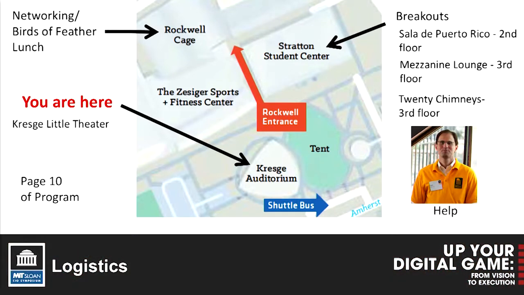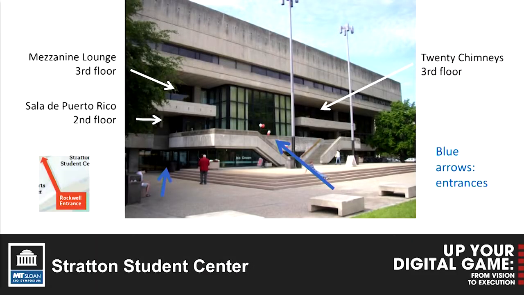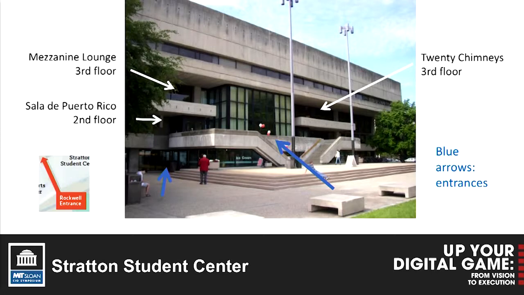A number of the breakouts are in the Stratton Student Center, which is just across the way. This is a picture of the Stratton Student Center. The lunchtime breakouts and the other breakouts will be happening there. Sala de Puerto Rico is on the second floor. The mezzanine and Twenty Chimneys are on the third floor. In the blue, you can see the various entrances. It's a nice day, so you can probably just go up the steps in the front.